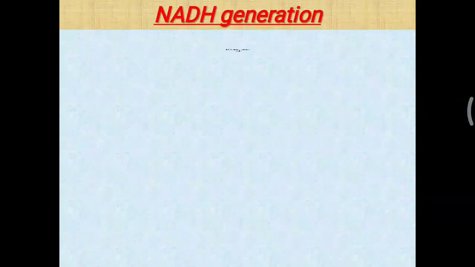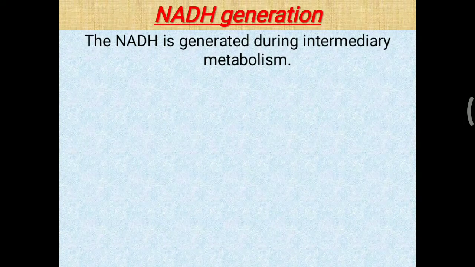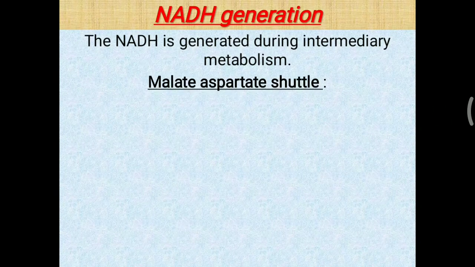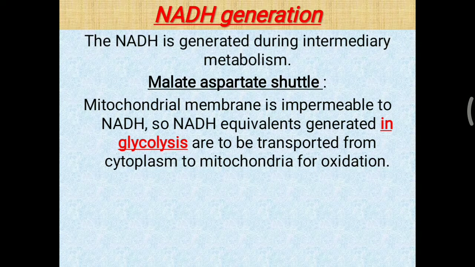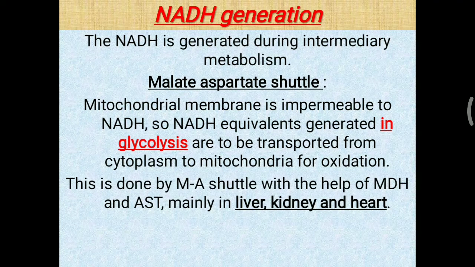So first, NADH generation. NADH is generated during intermediary metabolism, but sometimes this NADH is generated in the cytoplasm, and the mitochondrial membrane is not easily permeable. So the mitochondrial membrane is impermeable to NADH. NADH equivalents generated in glycolysis, meaning glucose breakdown, have to be transported from the cytoplasm to the mitochondria for oxidation purposes.